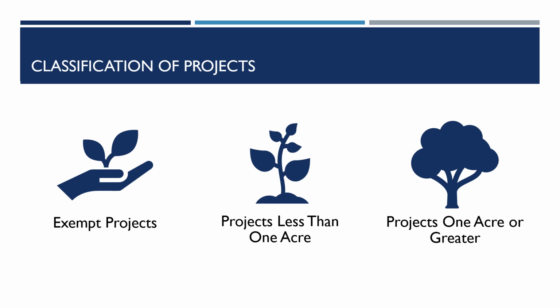There are three classifications for construction projects: exempt projects, projects disturbing less than 1 acre, and projects disturbing 1 acre or greater. Each type of project varies in the information needed during the design review process. We will discuss a bit about each type.